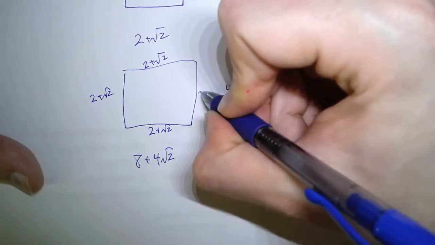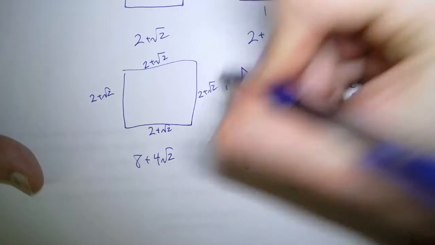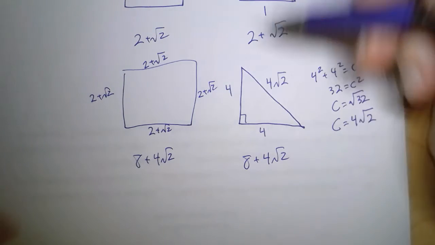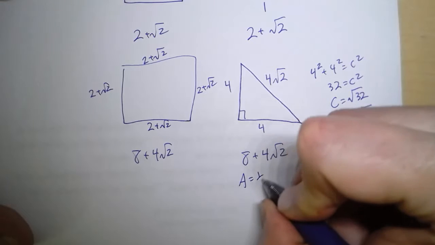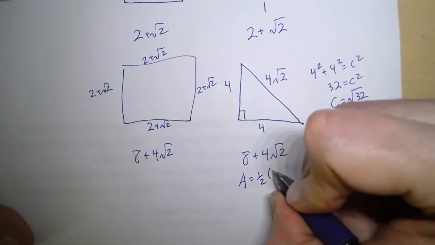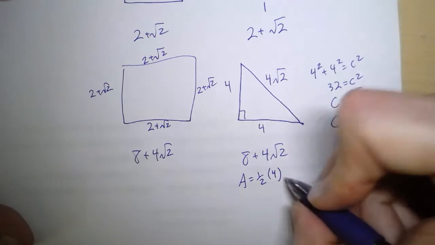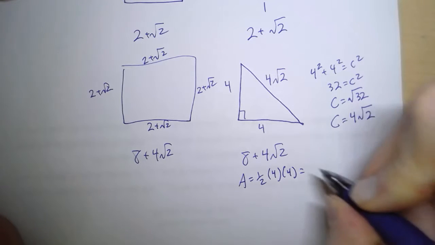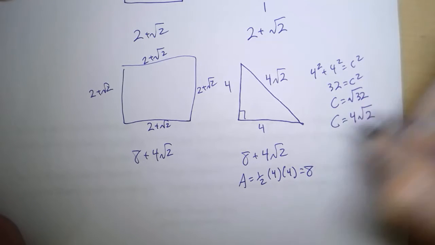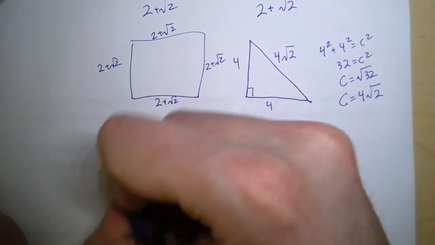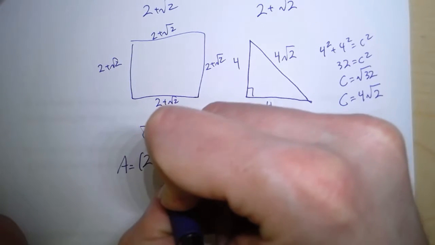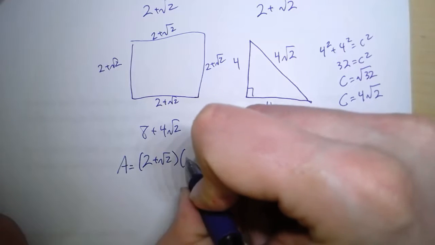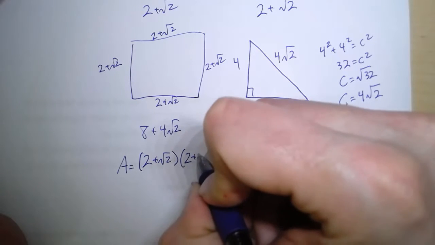Now, what we need to do is figure out the area of each of these. So for the triangle, the area is 1/2 the base, which is 4, times the height, which is also 4. So the area of the triangle is 8. The area of the square is one side, 2 plus square root of 2, times 2 plus square root of 2.